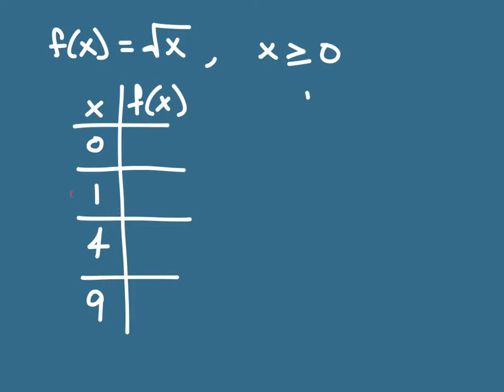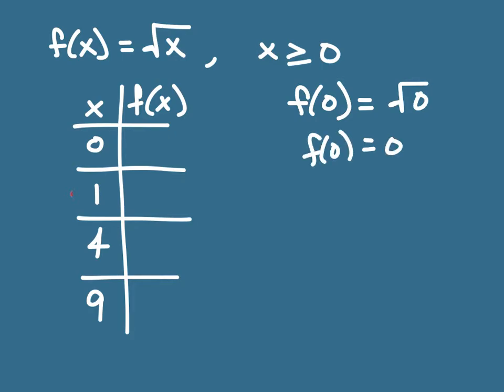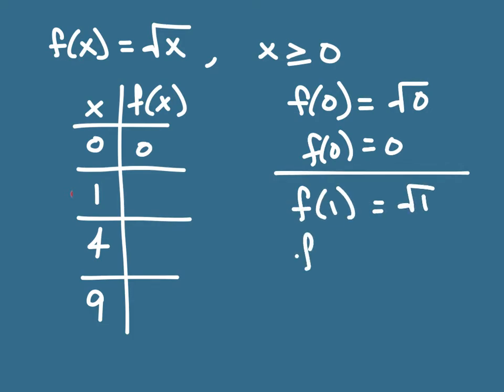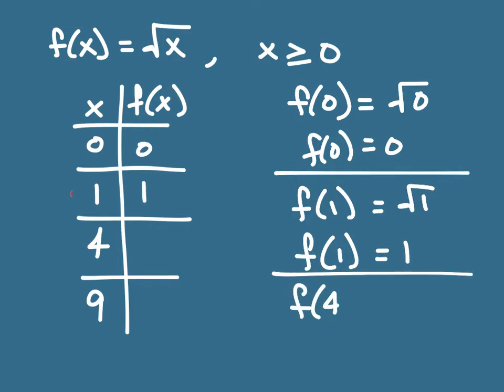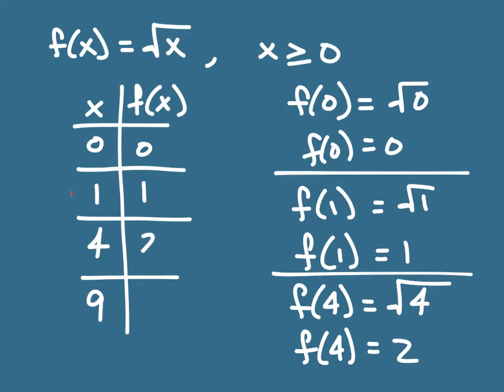So if I plug in, say, f of 0 here, this is going to be the square root of 0, which is just 0. So f of 0 is equal to 0. If I plug in 1, f of 1, that's the square root of 1, which is just 1. And then f of 4 means that I'm taking the square root of 4. The square root of 4 is 2. So f of 4 is equal to 2.